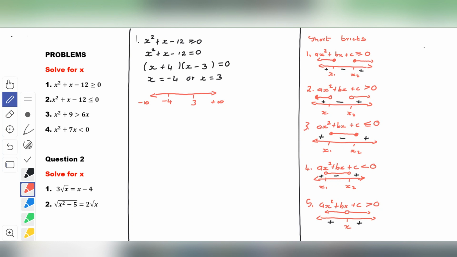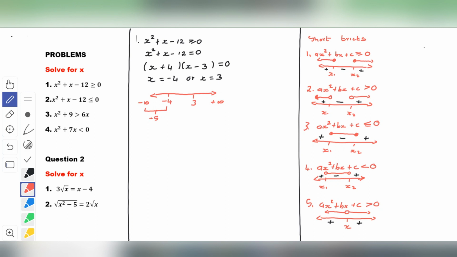From negative 4 to negative infinity, guys, this is how we find those values. We choose any value which is less than negative 4. So your value can be negative 5, negative 6, negative 7, negative 8, right? But it has to be less than negative 4, right? So after choosing that value, for instance, let's say we chose negative 5.